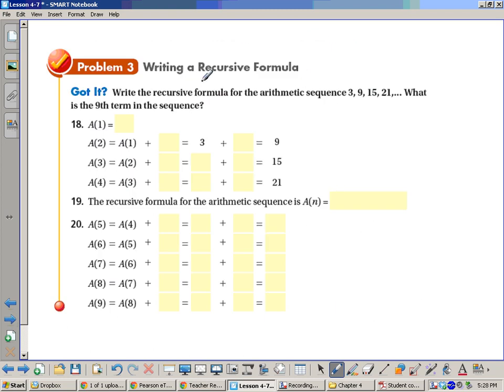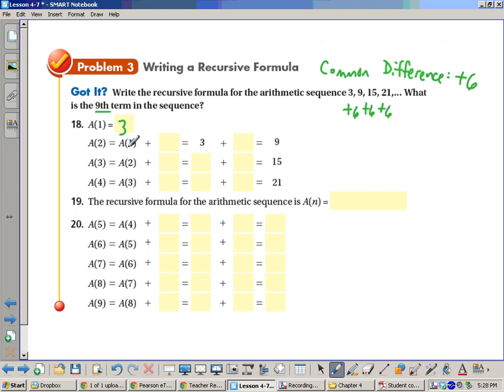Let's talk about writing a formula for an arithmetic sequence. A recursive formula is just developing the pattern and then continuing that out to get to a further term. So in this case, we want to try to get to the 9th term. We would say we're going to take the first term, which we identified as 3. So the first term plus what? We have to identify what we are adding each time. It looks like we're adding 6 each time. So our common difference is 6.